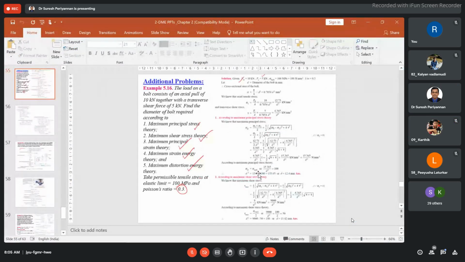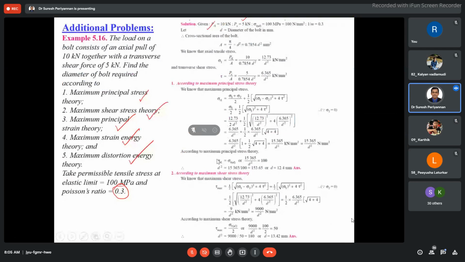Yeah, we discussed this problem in the last class. Just to recap for a couple of minutes for refreshment, then we go for the next few more problems. Okay, just a recap about this problem.